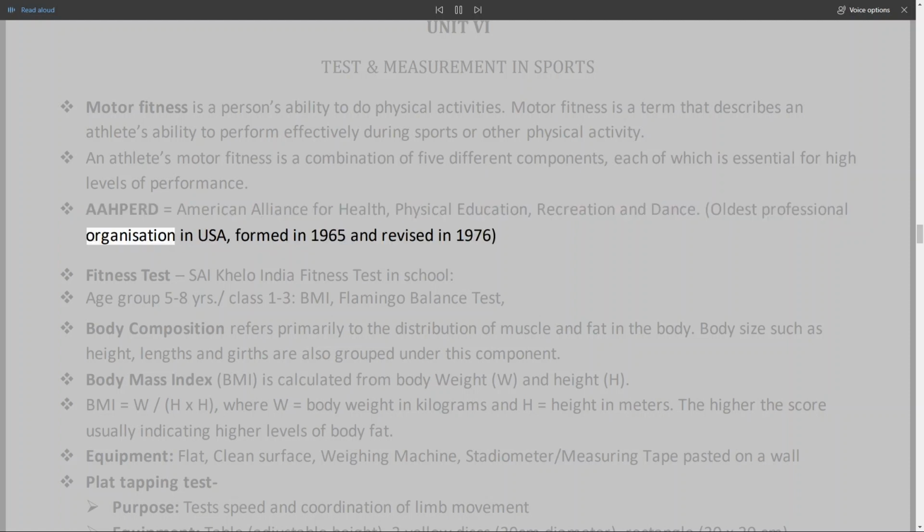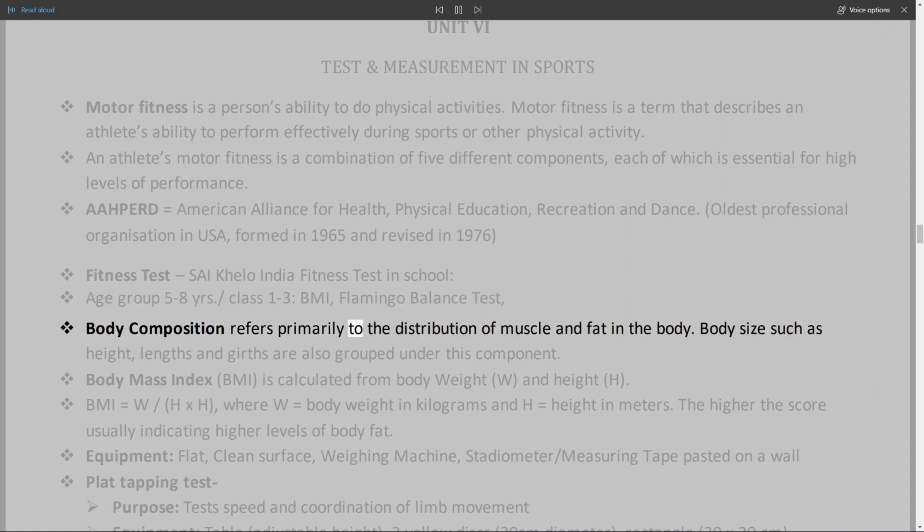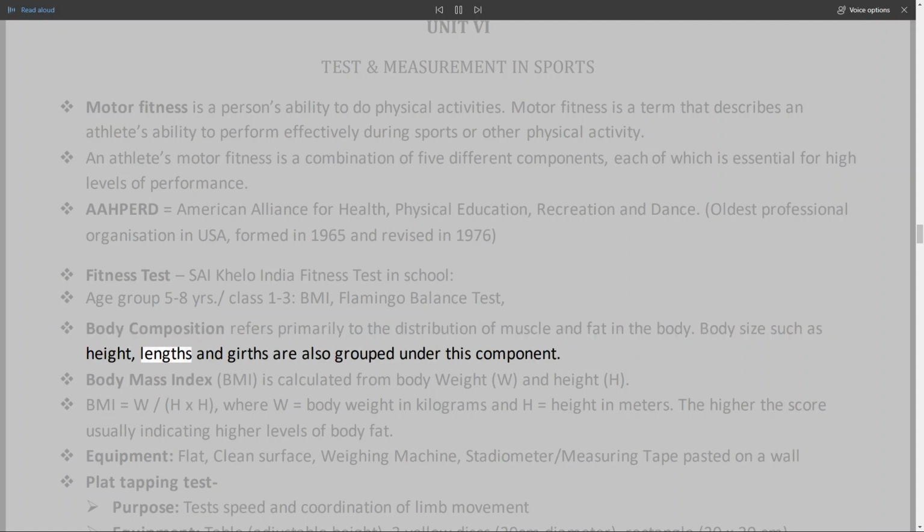Oldest professional organization in USA, formed in 1965 and revised in 1976. Fitness test: Khelo India Fitness test in school, age group 5 to 8 years, class 1 to 3: BMI, Flamingo balance test. Body composition refers primarily to the distribution of muscle and fat in the body. Body size such as height, lengths, and girths are also grouped under this component. Body mass index, BMI, is calculated from body weight, W, and height, H.